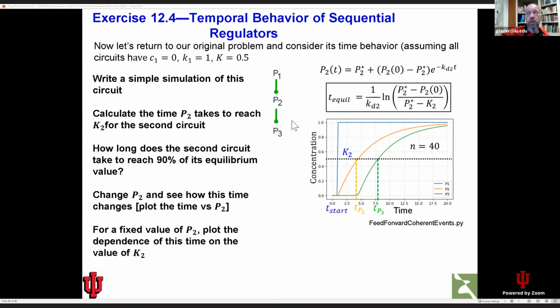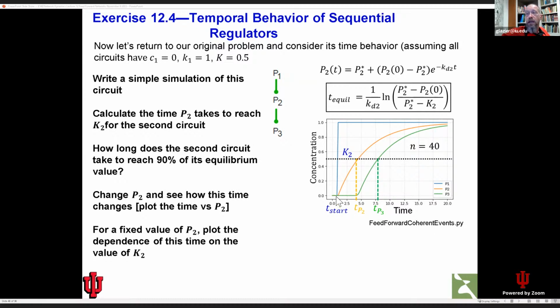Write the circuit, P1 turns on P2, P2 turns on P3. And let's assume that all the Ks are 0.5, make life easy for ourselves to begin with. Let the rate constant C1 be 0, CK1 be 1. And then let's run that simulation. What we're going to see, and there is one here, feed forward coherent events, is the simulation.